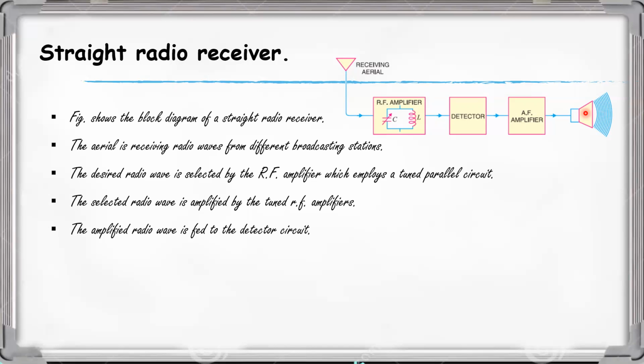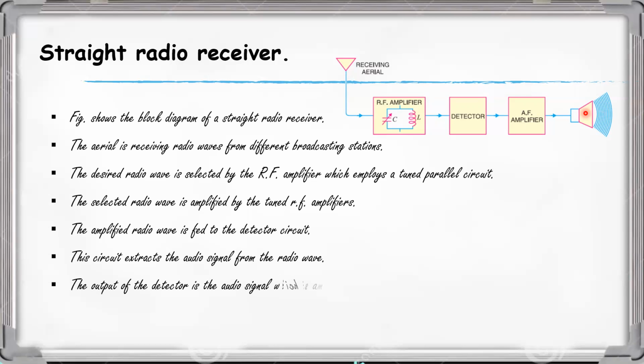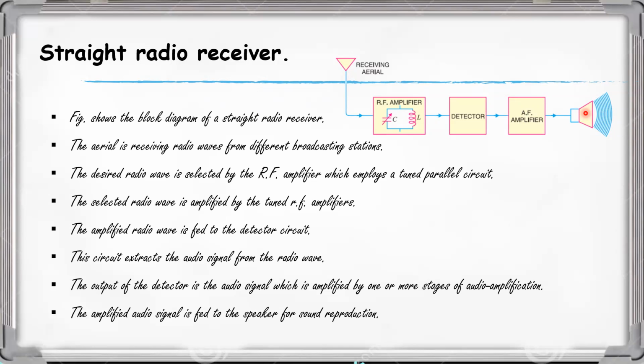The detector is used to demodulate the audio signal from the radio signal. So the detector extracts the audio signal from the radio wave, and that signal is amplified using audio amplifiers. The amplified audio signal is fed to the speaker for sound reproduction. This is the functioning of a straight radio receiver.